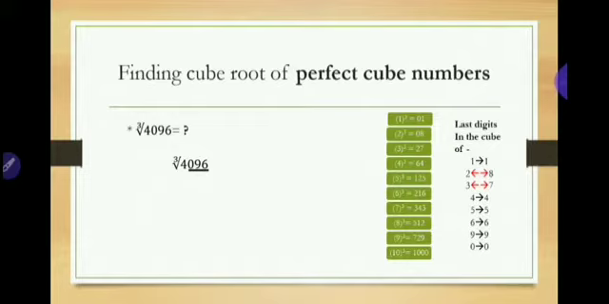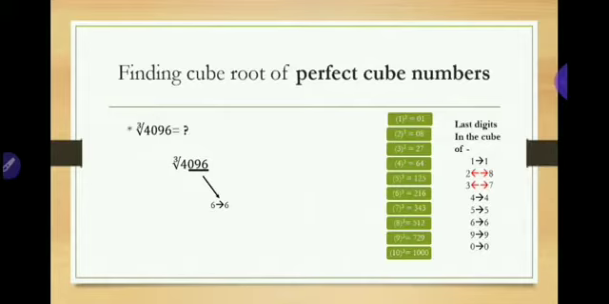For the first group 096, what is the last digit? That is 6. Therefore, we look for the number in whose cube the last digit is 6. In the cube of 6 the last digit is 6. Therefore, to find the cube root, the last digit of our answer will be 6. So one digit we have finalized: the last digit of the answer will be 6.